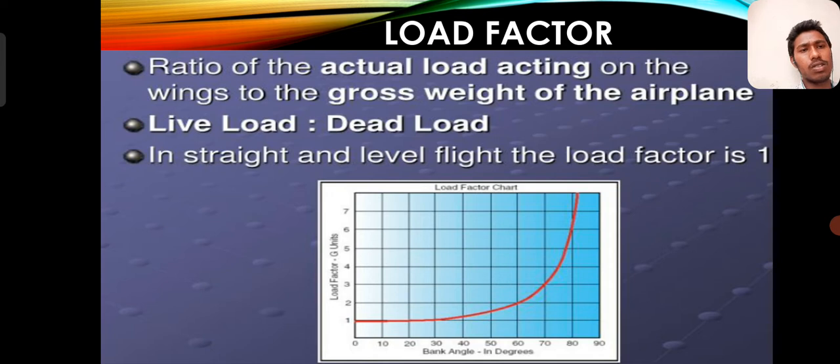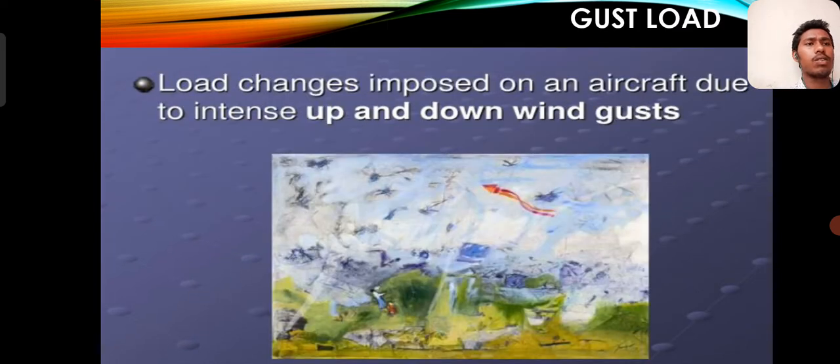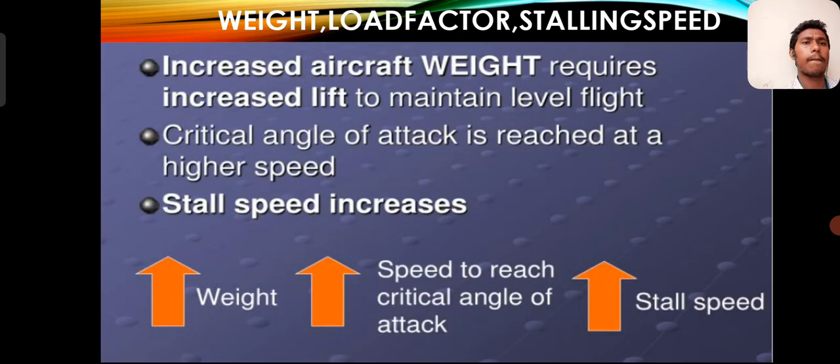As the bank angle increases, the load factor constantly increases. Further, gust load. Load change on the aircraft is due to intense up and down wind gusts. Gust load is a sudden increase or decrease in the wind in all directions, like upwards and downwards. This is known as gust load. You can observe a picture on screen.